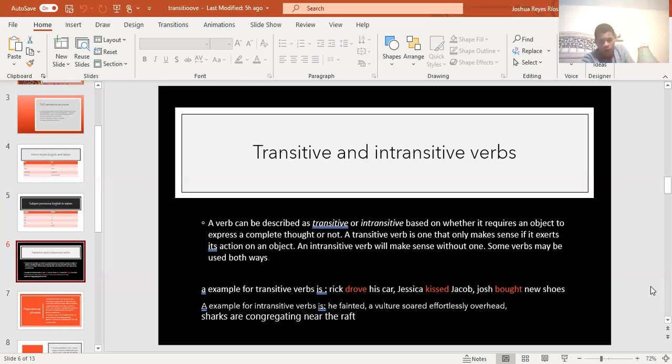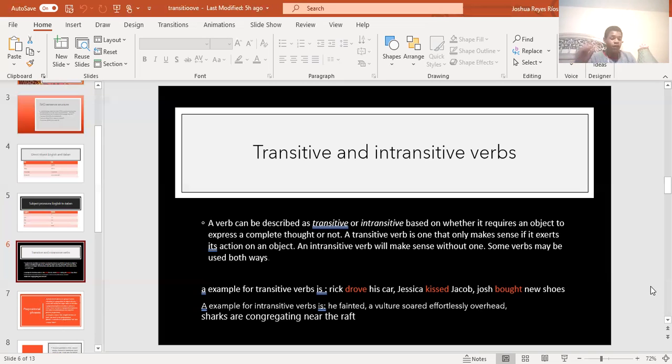It requires an object to understand it. If you just said Rick drove, or Jessica kissed, Josh bought, it could really mean anything. Josh drove a boat, a plane, or Jessica kissed a frog, let's say, or Josh bought a turtle, let's say that.